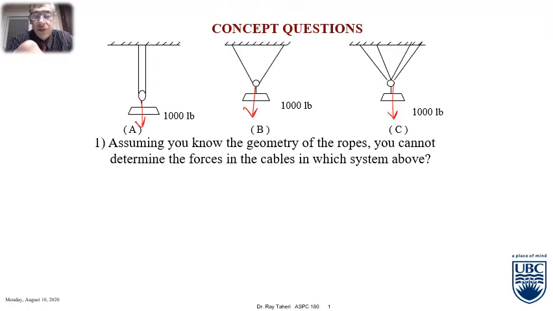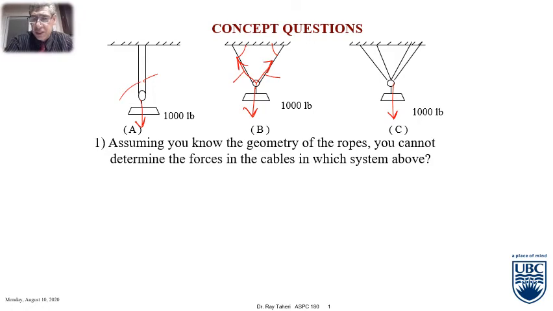So in this case, we know both sides of the pulleys are equal, so each of these two is equal to 500. This is doable. On this one, assuming you know these angles, you can write the equation of equilibrium, and these are the forces going this way. Yes, you can calculate and determine the rope tension on each of them.